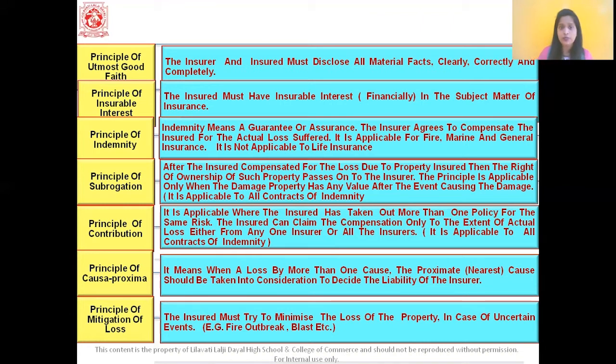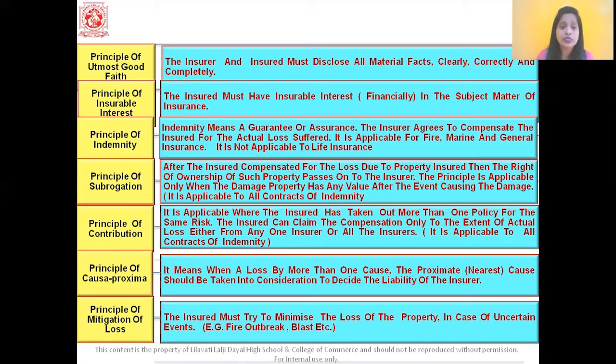Next one is the principle of causa proxima. What is causa proxima? It means when a loss is caused by more than one cause, the proximate cause should be taken into consideration to decide the liability of the insurer. So if the loss has occurred because of 2-3 reasons, the nearest cause why the thing has happened should be taken into consideration.